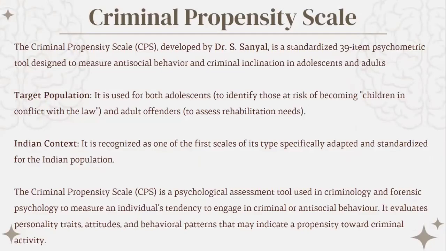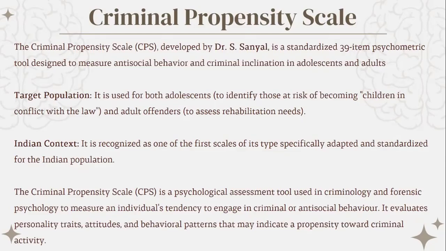The criminal propensity scale developed by Dr. Sanyal is a standardized 39-item psychometric tool designed to measure antisocial behavior and criminal inclination in both adolescents and adults. So the target population is adolescents and also adult offenders. In Indian settings, it is recognized as one of the first scales of its type, specifically adapted and standardized for the Indian population. So this test is already standardized for the Indian population, and many students and researchers have already used it. We can use this test on the Indian population, and for other populations also you can use it.